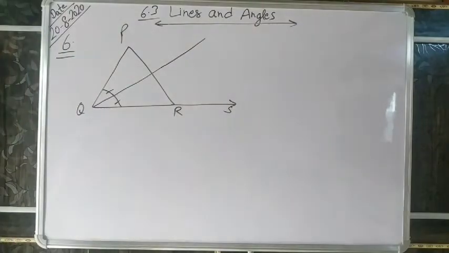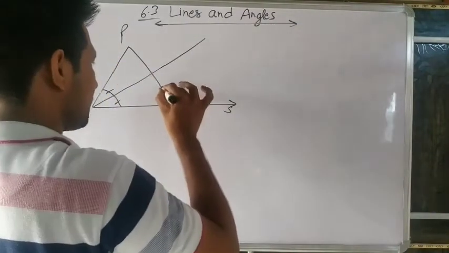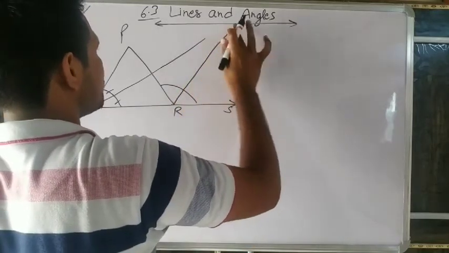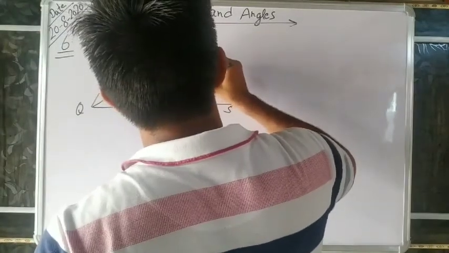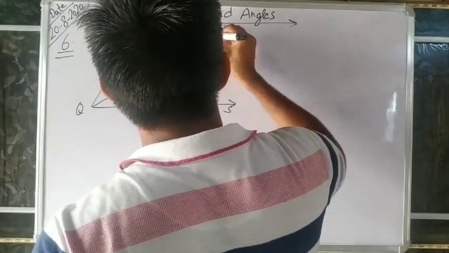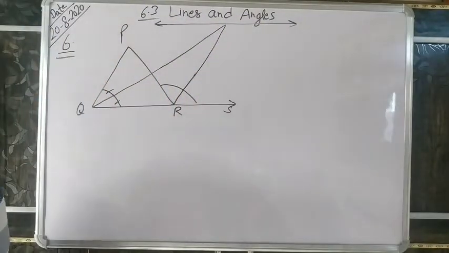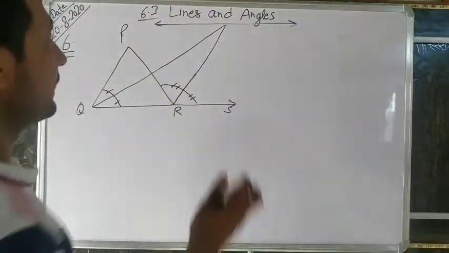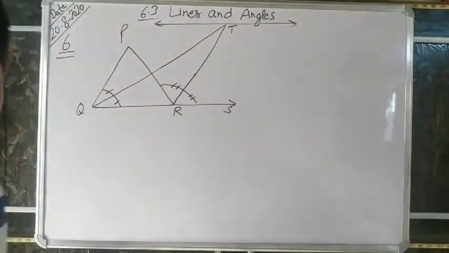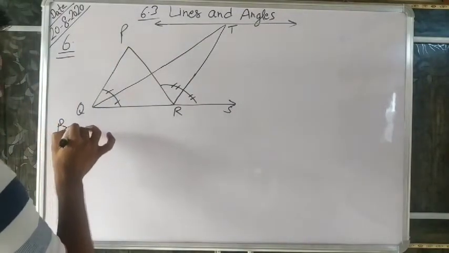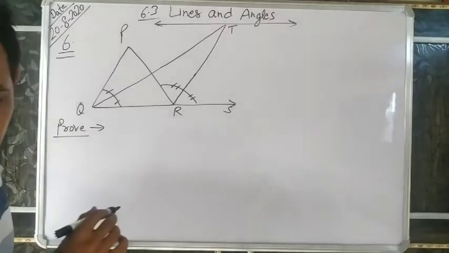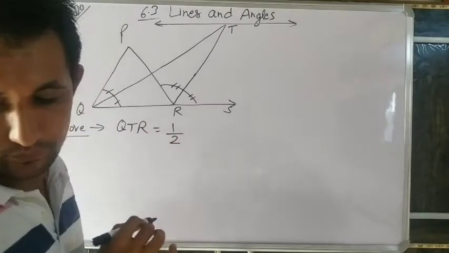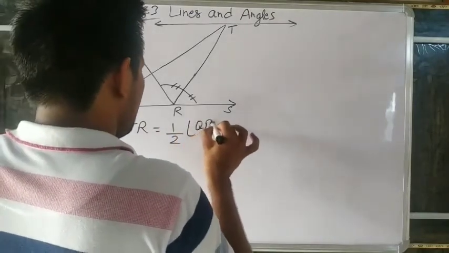Next, the bisector of angle PRS, the bisector of this one. These two bisectors meet each other. It means this one is equal to this one. They meet at point T. Then prove that angle QTR equals half of angle QPR.